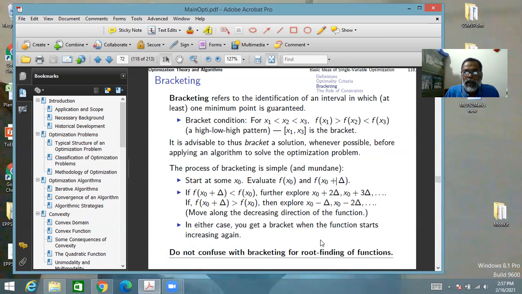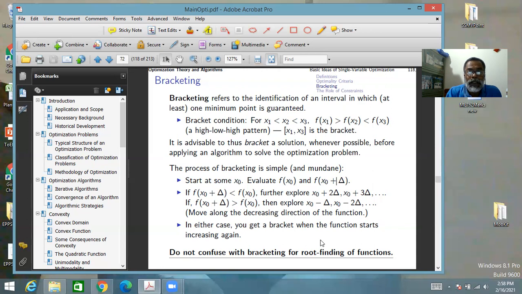Because based on root finding idea, they get negative positive and get a bracket which is not a bracket at all, and then the rest of the algorithm goes haywire. So don't do that. In optimization, you are looking for high, low, high. For root finding, you may look for negative positive. So here it is the middle lower, both sides higher. That is the pattern you are looking for a bracket.